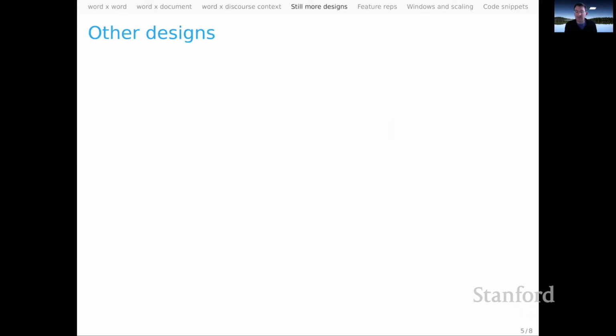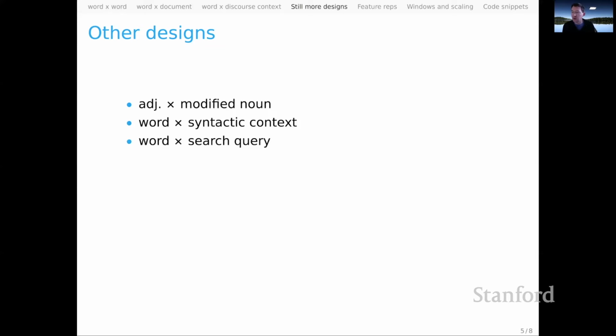And of course, that's just a glimpse of the many other design choices that you could make. Again, think creatively. You could have something like adjective by modified noun. This would probably capture some very local syntactic information or collocational information. We could generalize that a bit to word by syntactic context to explicitly try to model how words associate with specific syntactic structures. That would be very different from our usual semantic goals for this course. Word by search query might be a design that you use in information retrieval.